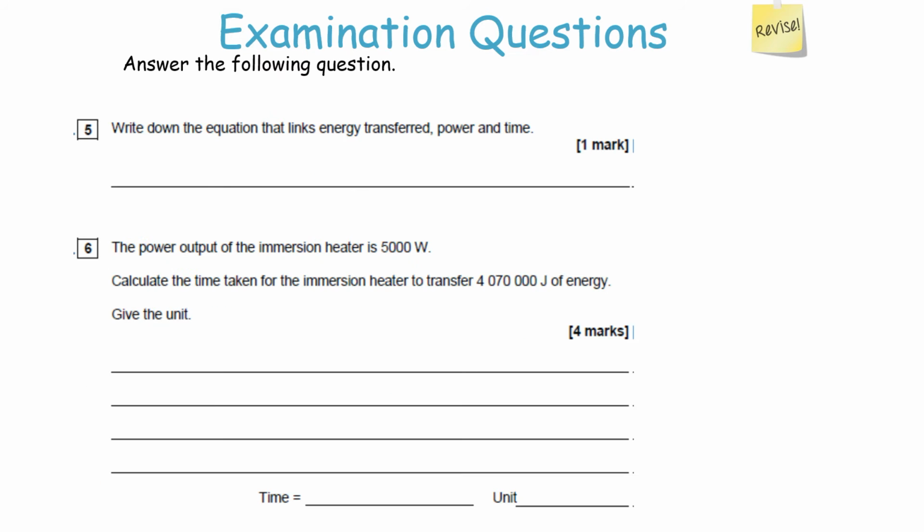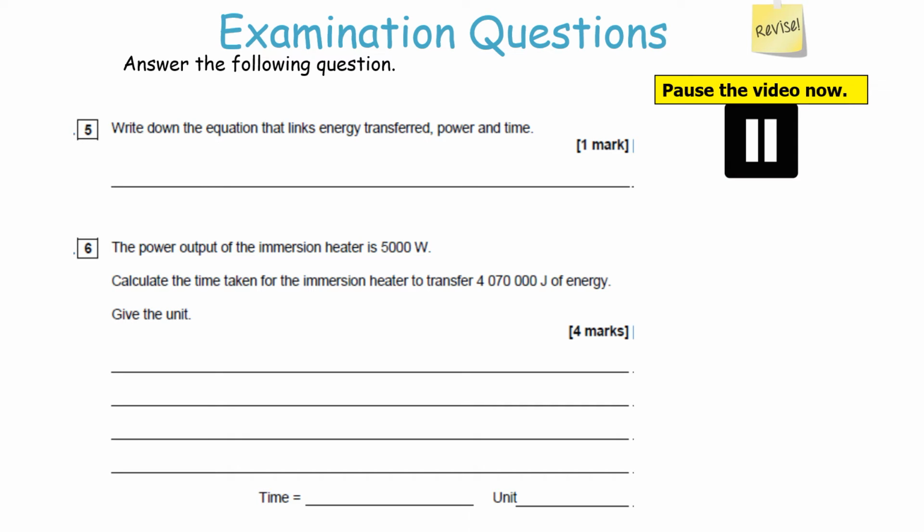Now let's look at the next question. Answer the following question. Write down the equation that links energy transferred, power and time. Then the power output of the immersion heater is 5,000 watts, and calculate the time taken for the immersion heater to transfer 4,070,000 joules of energy and give the unit. Right, so pause the video now, then unpause the video when you want to go through the answers.